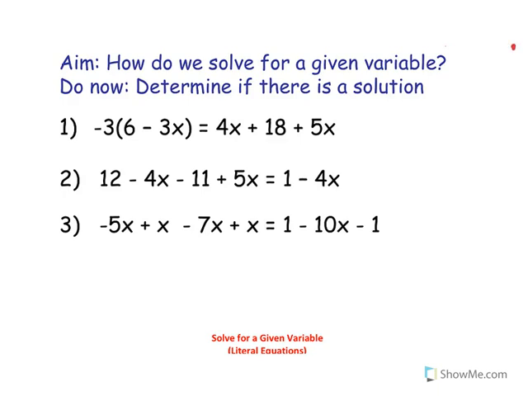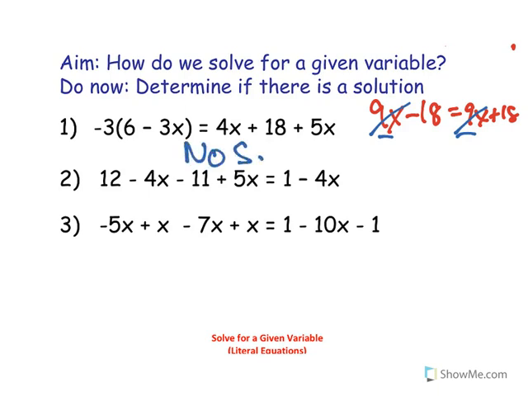So for our do now, I'm going to do this kind of quickly here. So if I'm doing the first one, it looks like I'm going to get 9x minus 18 equals 9x plus 18. So we talked about this previously, right? If I have the same variable term but different constants, when I eliminate that variable term, it's going to leave me negative 18 equals 18, which is obviously not true. That means this will never be true, and we've got no solution.